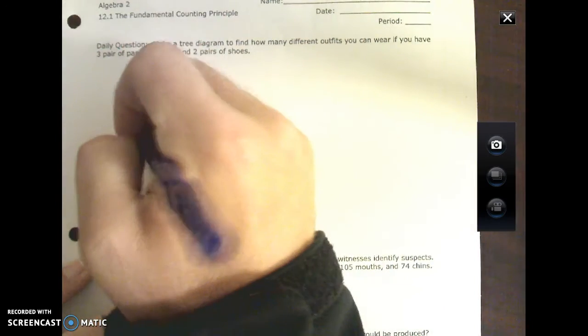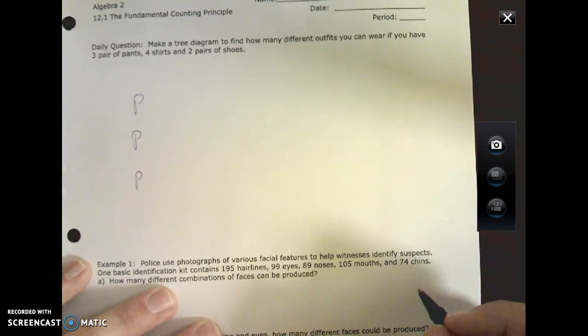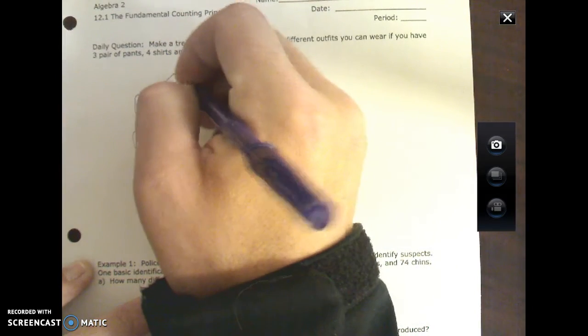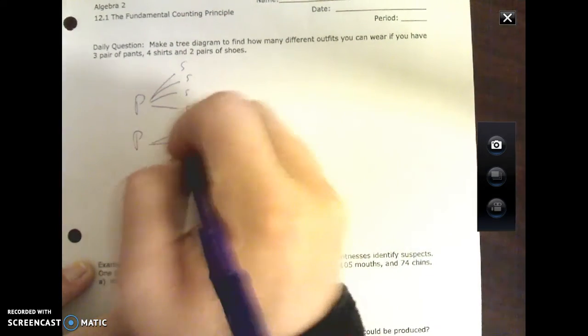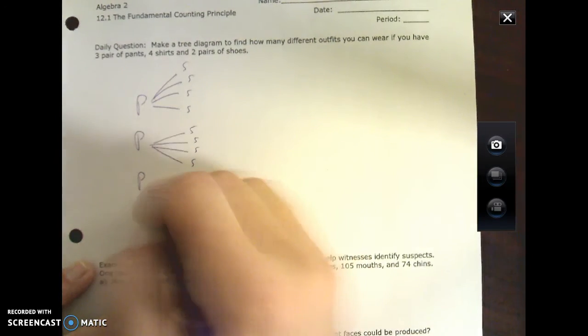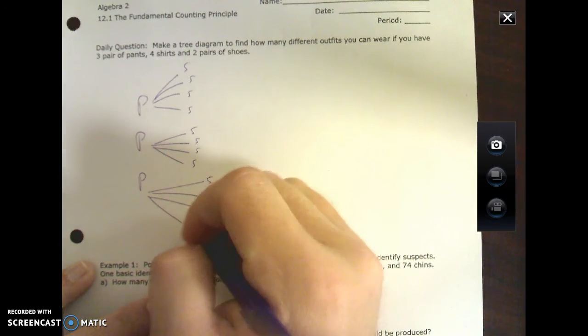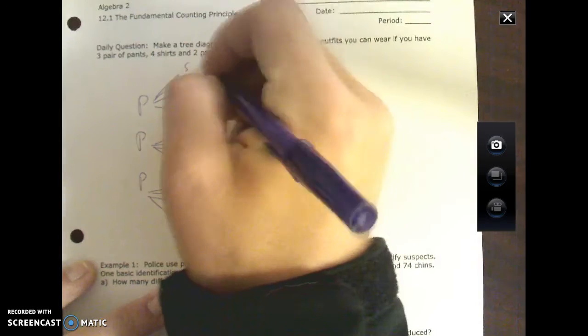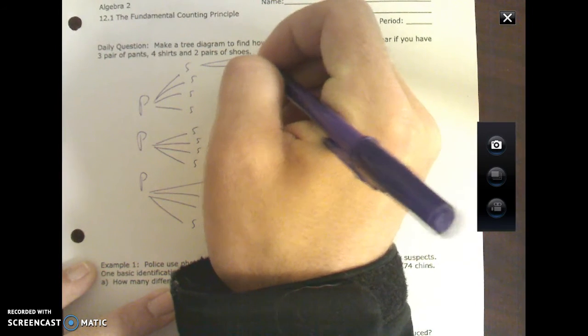So you have 3 different pairs of pants. All right. And in each of them you have 4 shirts. 1, 2, 3, 4. 1, 2, 3, 4. This is very helpful for those of you that are very visual. And 2 pairs of shoes.